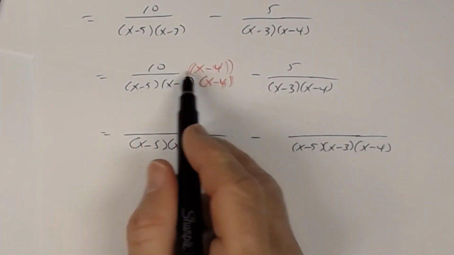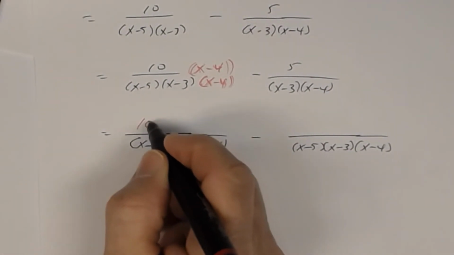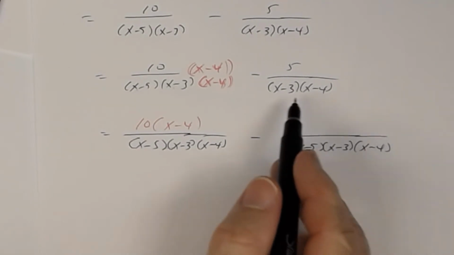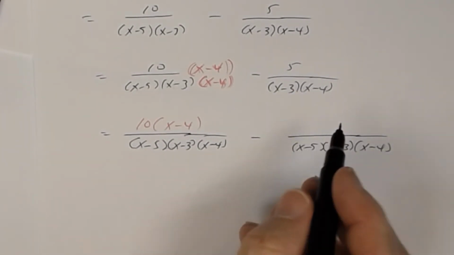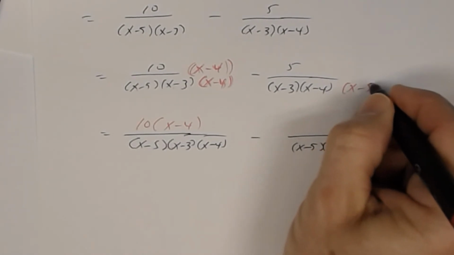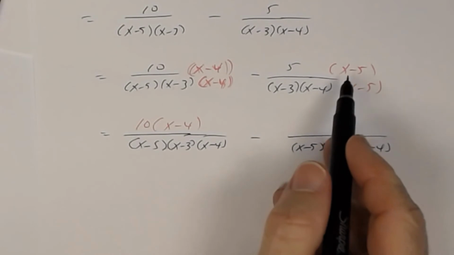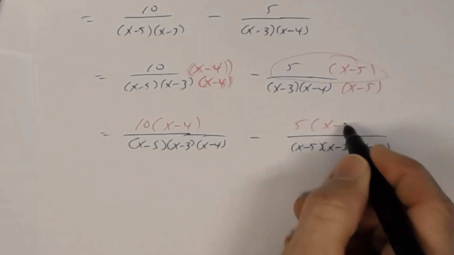And so now I'm going to rewrite this here. So that's 10 times x minus 4. Okay? Over here, same thing. I have the x minus 3, I have the x minus 4, I'm missing the x minus 5. So I'm going to say times x minus 5. What you do to the denominator, you do to the numerator. And so now this goes here. So 5 times x minus 5.